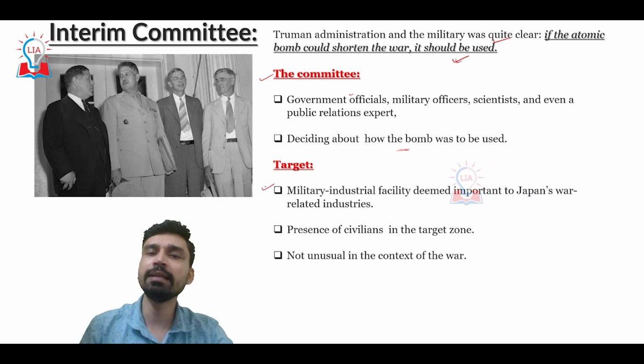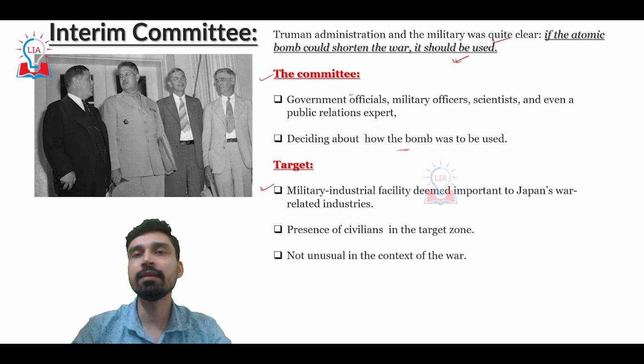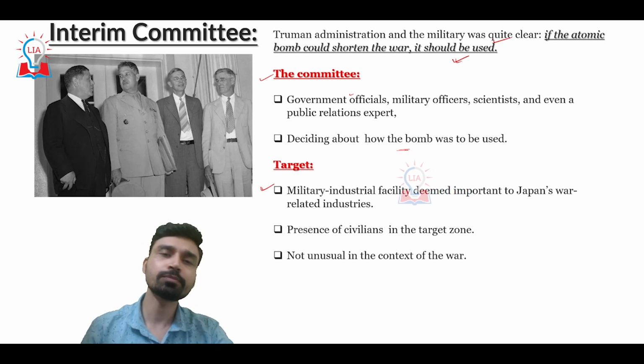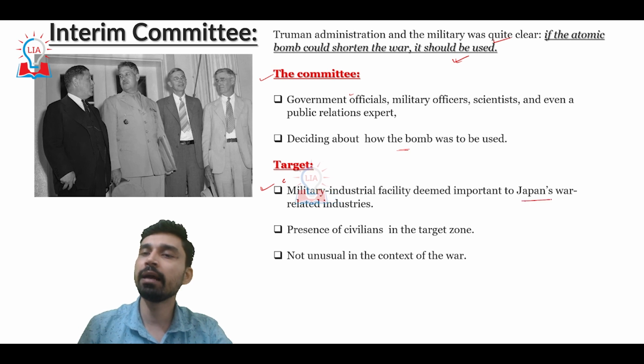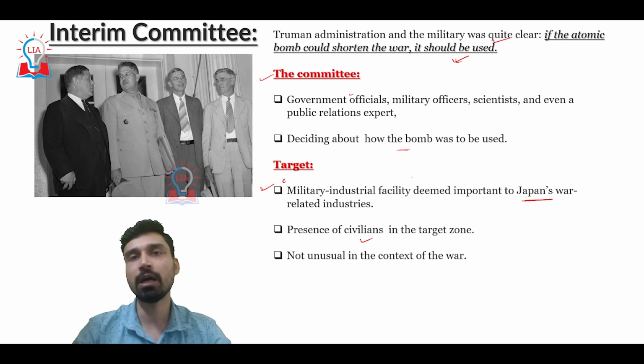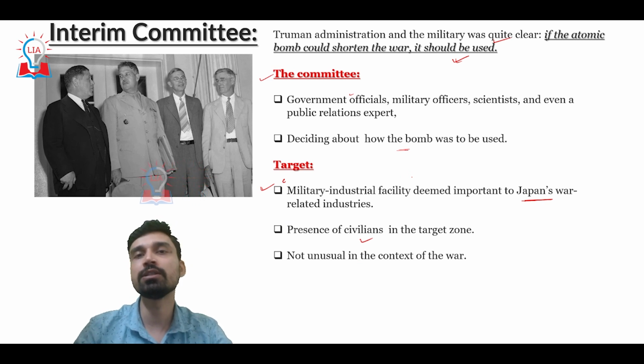So when this committee finally deliberated and sent the proposal to the presidential office, they said that military industrial facilities were the most vital target that should be targeted by the atomic bomb, and this would cripple Japan's war-related industries and could bring Japan to its knees. However, they also understood that there would be a presence of civilians in the target, because most of the military industrial facilities of Japan were actually situated in city regions.